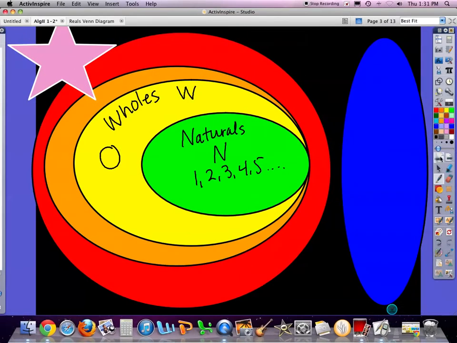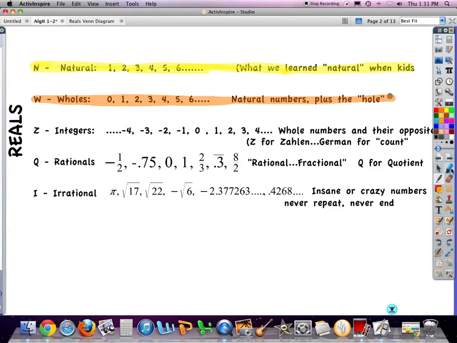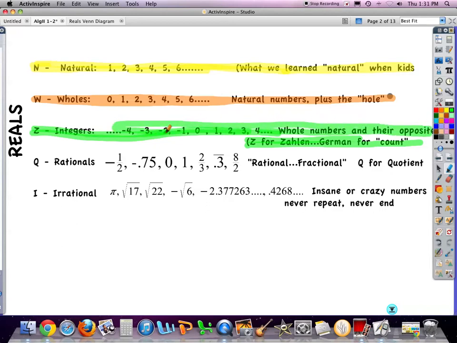What's after whole numbers? Well, integers. Okay, integers. They're the whole numbers and their opposites. Now here's the thing. When I was looking in the book, and this is actually news to me, we should be abbreviating integers with a Z. And it's Z for this word Zahlen, which is German for the word count.